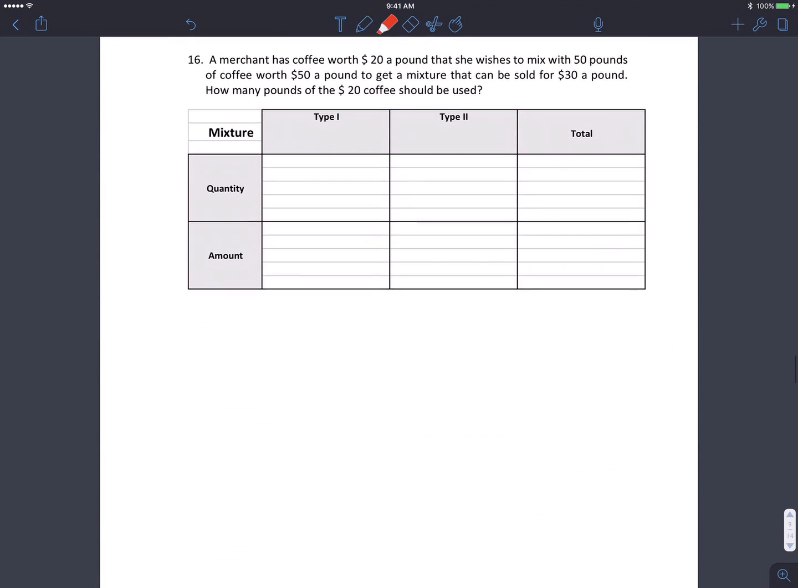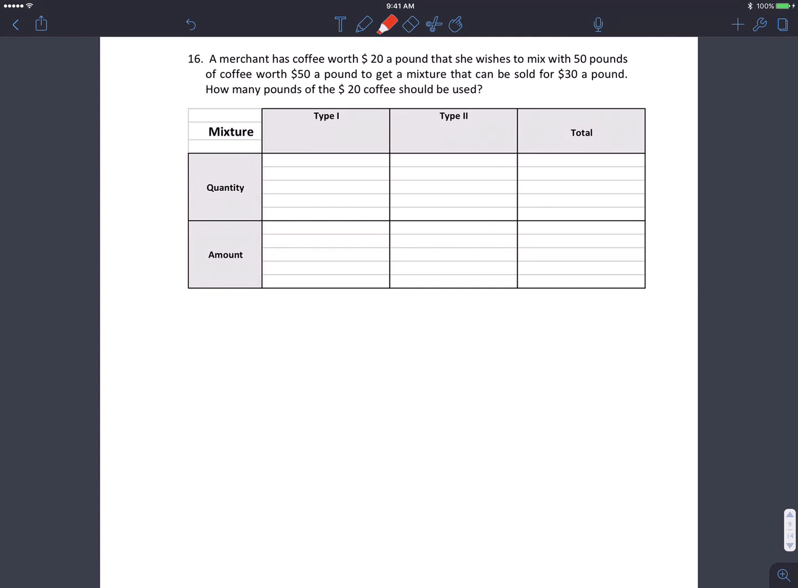Number 16. Coffee. Coffee works the same way. And let's actually be careful with this one, like we weren't so in the prior one, number 14. Let's try to find out what's going on here. A merchant has coffee worth $20 a pound. She wishes to mix with 50 pounds of coffee worth $50 a pound to get a mixture that can be sold for $30 a pound.